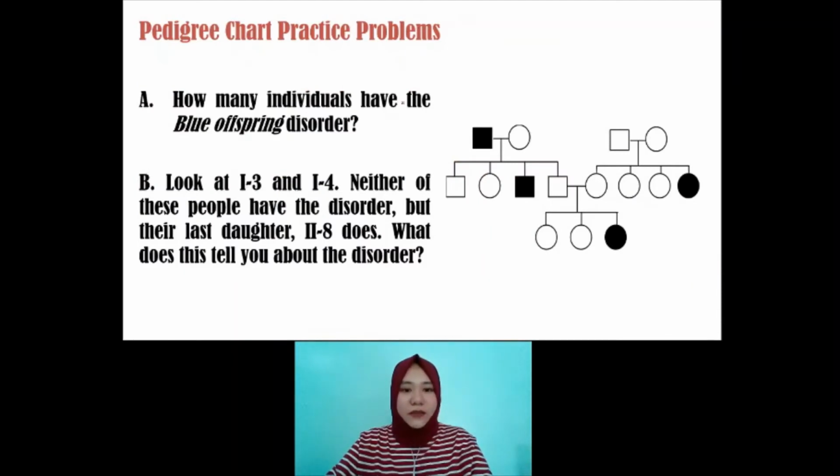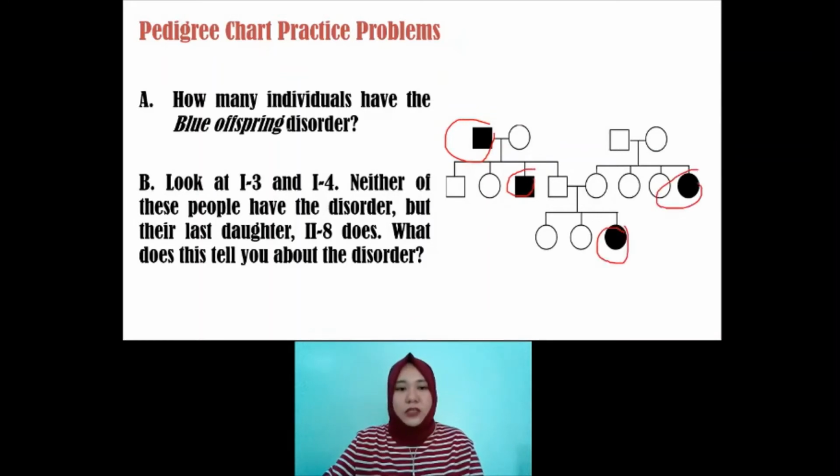Okay, how many individuals have the blue offspring disorder? Now, how would you know how many individuals in the chart or in the diagram have the disorder or blue offspring disorder, or they possess the particular trait? So if it's shaded, right? So how many are shaded? So you have 1, 2, 3, and 4. So there are 4 individuals that have the blue offspring disorder.